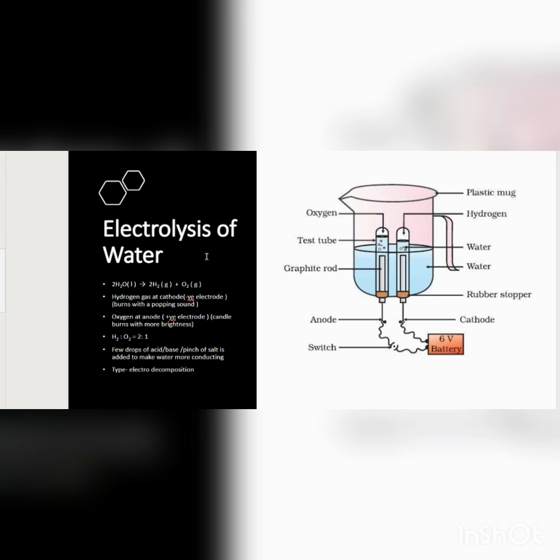This is all about the electrolysis of water, and it's a type of electrolytic decomposition reaction. So in the end I will repeat that whenever the electric current is passed through water, it will decompose into hydrogen gas and oxygen gas in the ratio 2 is to 1. The hydrogen gas is released at cathode, right, and at anode the oxygen gas is released.